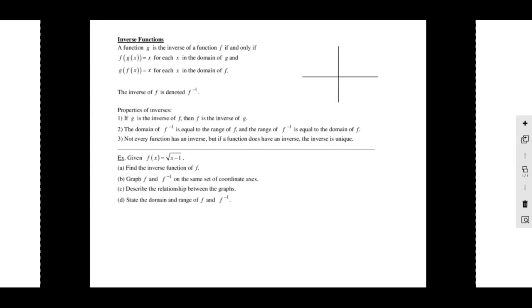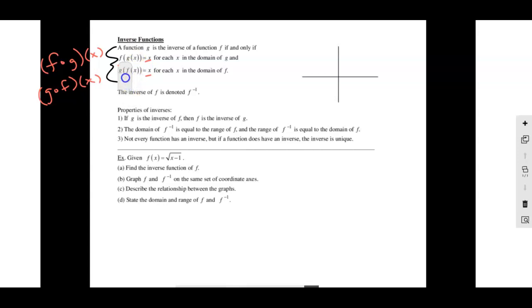What is an inverse function? Well, a function g is the inverse of f if and only if when you do the two composites. So when you do f of g, that's your f of g of x. If you do f of g and you do g of f, so if you plug g into f and if you plug f into g, both of the composites have to end up giving you just a regular, singular, linear x.